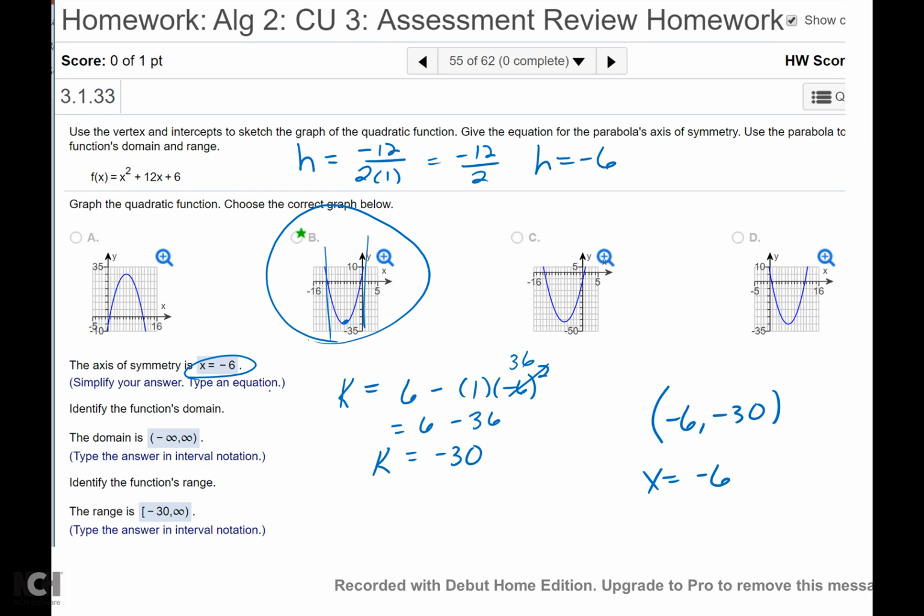Domain, I can't block it left to right, so negative infinity to infinity. Range, there's the bottom of it, which is the lowest point, at the y value negative 30. It starts there, and it goes up to infinity.